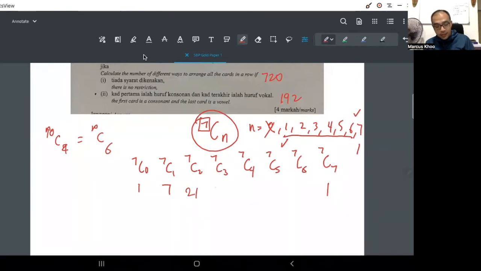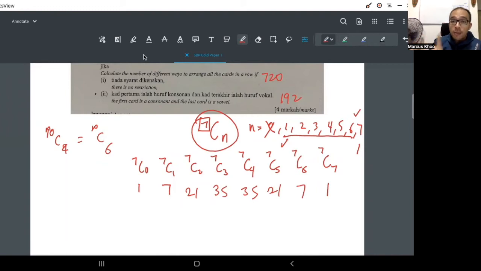7C3 is 35. 7C4 is 35. 7C5 is 21. 7C6 is 7. And this one, 7C7. Now notice that the C, the combination, always forms an up and down pattern.